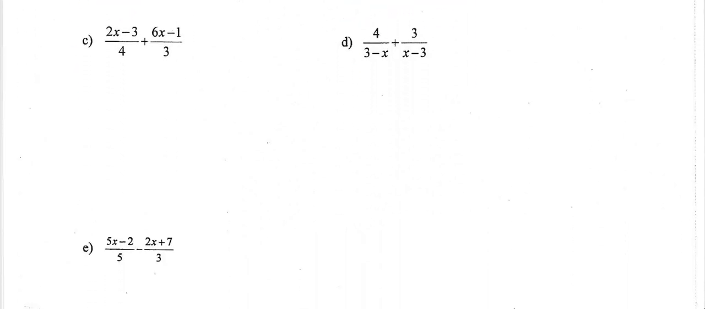Let's do the next one. Common denominator, so there are no restrictions here. I have no variables in the denominator. So that's going to be a 12. So this is going to be 3 times 2x minus 3.